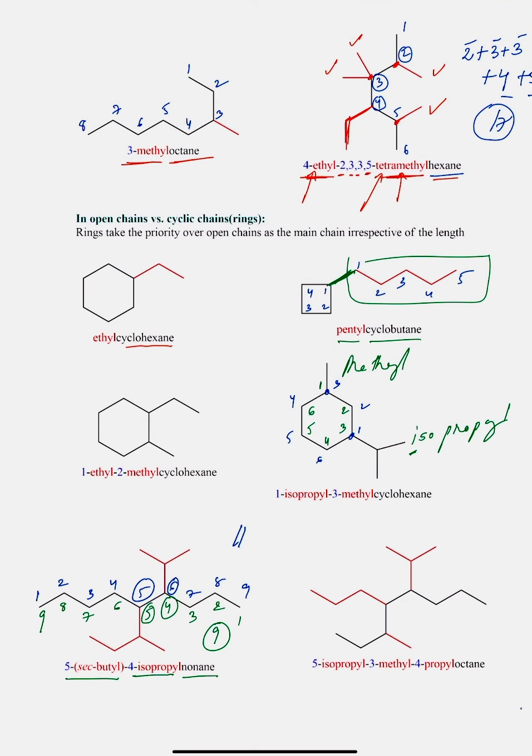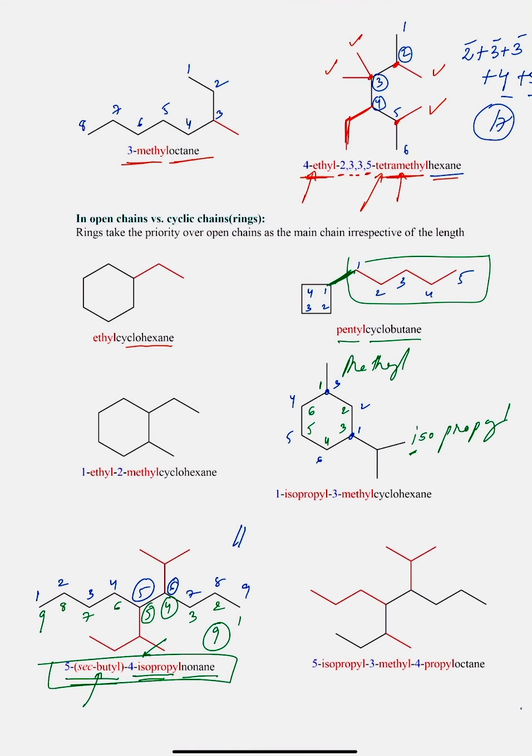Now the question is, should I write this first or this first? I look at alphabetical order. So for isopropyl I look at I, and for secondary butyl I don't look at S but I look at B. Because secondary, tertiary, di, tri are not to be considered while looking at the alphabetical order. Only iso is considered. Rest of them are ignored. B comes before I, so secondary butyl comes before isopropyl. So that's why this name. Let me look at the next compound.